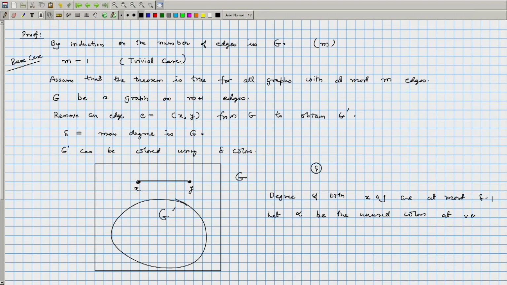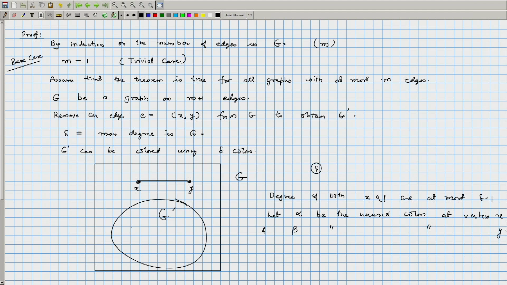At vertex x, let alpha be the unused color, and beta be the unused color at vertex y. Whatever those unused colors are, there should be at least one, because the degree of x is at most delta, and since we are removing one edge, at x we would have used only delta minus 1 colors at most. The left behind color is what we will call alpha.